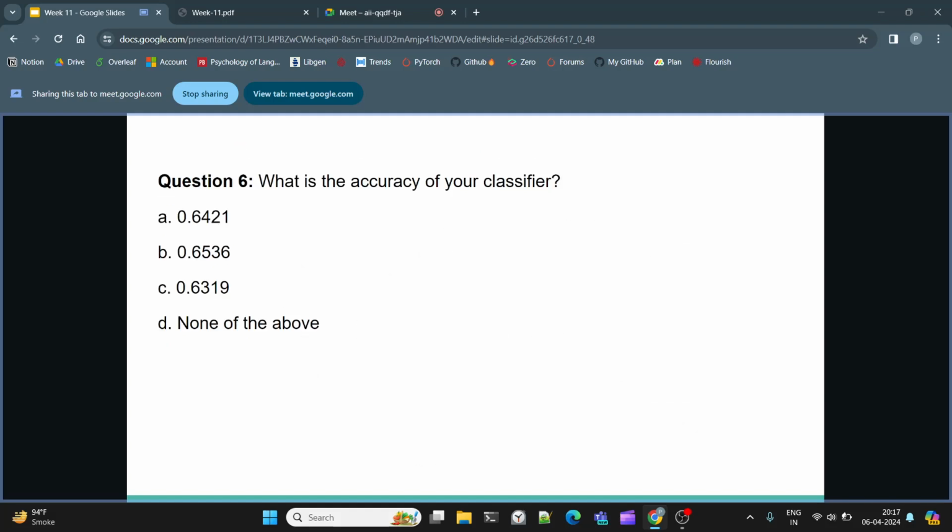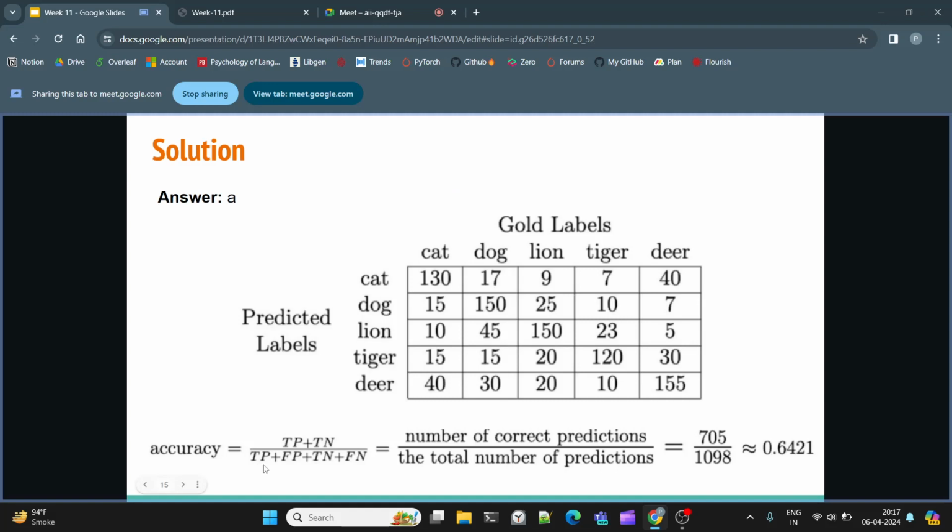What we do in the case of accuracy is we have the true positives and true negatives in the numerator, and the denominator consists of everything, all the samples. So that's the total number of correct predictions divided by the total number of predictions. The diagonals represent the correct predictions. These 130 samples were originally cat and correctly predicted as cat by the image classifier. These 155 were images of deer, and the model correctly predicted deer as well. So all the diagonals are the correct predictions, and we simply sum them up.